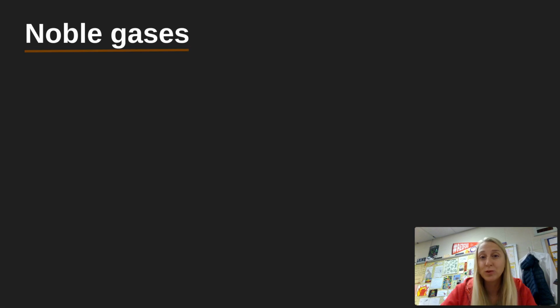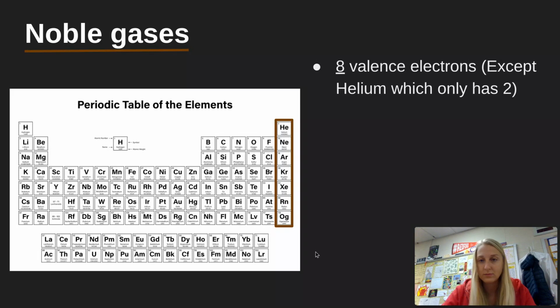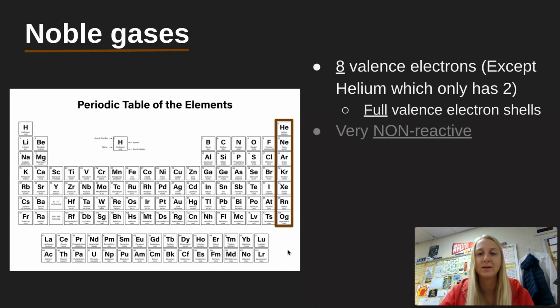Next up, we've got our noble gases. These are all the way over on the side of the periodic table. These are the ones with those full valence electron shells. Most of them have 8 valence electrons except for helium, which only has 2. But again, that's column 18. Again, full valence electron shells. These guys are very non-reactive.